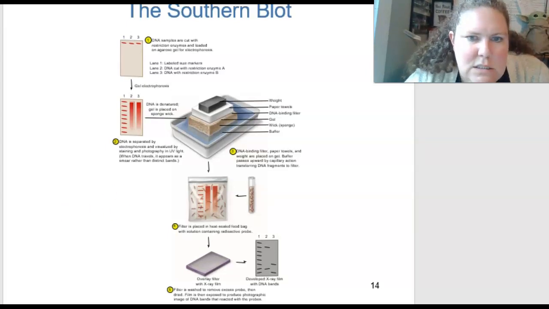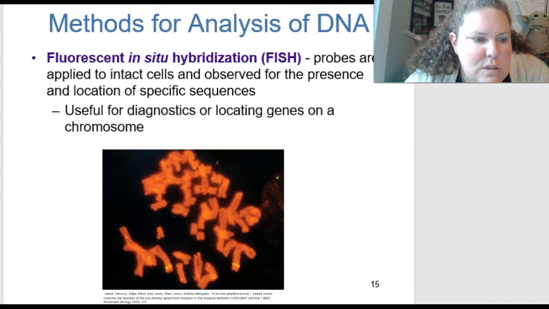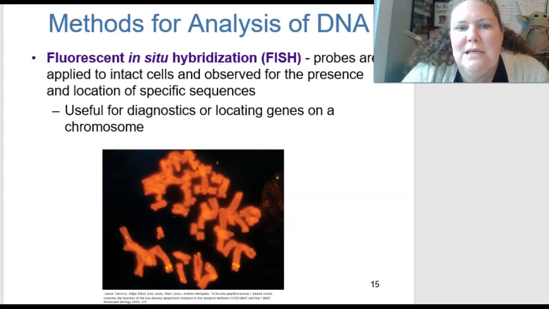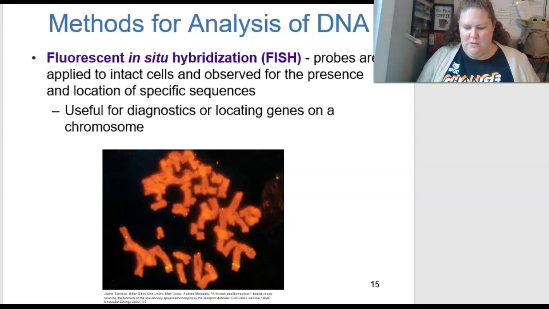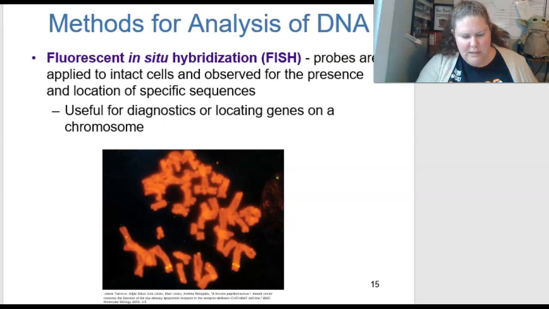Alrighty, so next slide. Looking at other methods, we can also use the FISH method. And this is fluorescent in situ hybridization. This is when probes are applied to intact cells, and then they're observed for the presence and location of specific sequences. This is very useful in genetic diagnostics, and for locating genes or a location on a chromosome.